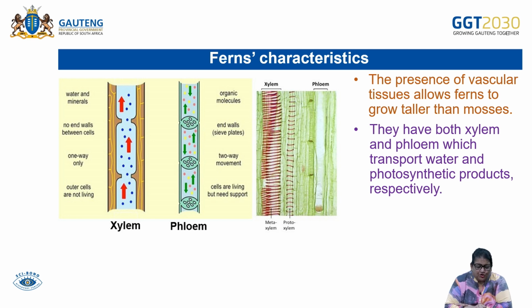Okay. So the presence of vascular tissue. What's a vascular tissue? A vascular tissue is xylem and phloem. So the presence of vascular tissues allows ferns to grow taller than mosses. The fact that ferns have true roots, stems and leaves, they are much taller than the moss which was close to the ground, because they have both xylem and phloem. Can you see now? The food made by the chloroplast is transported down the phloem tissue to your roots.